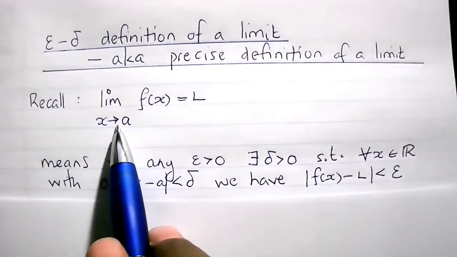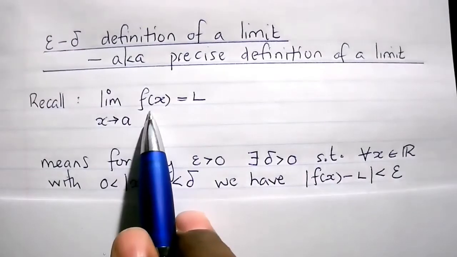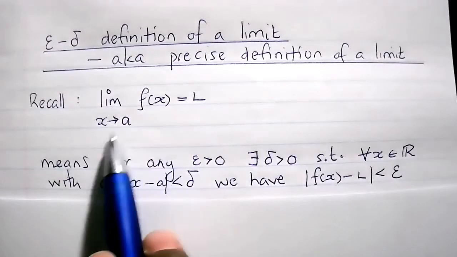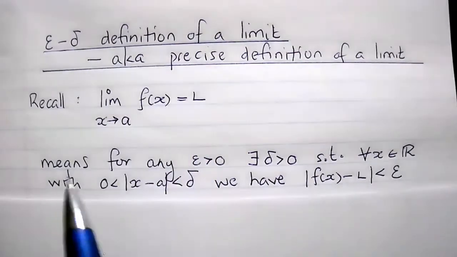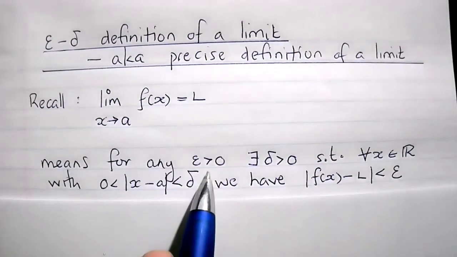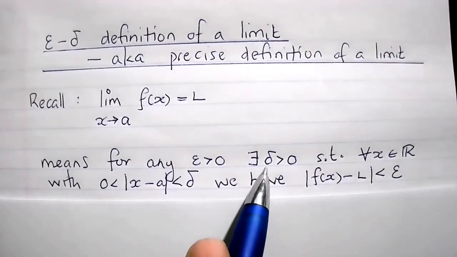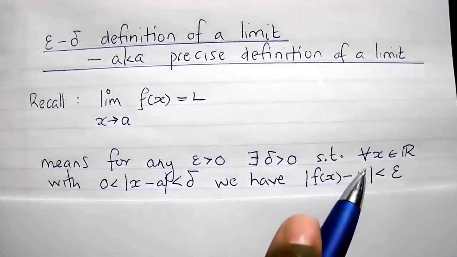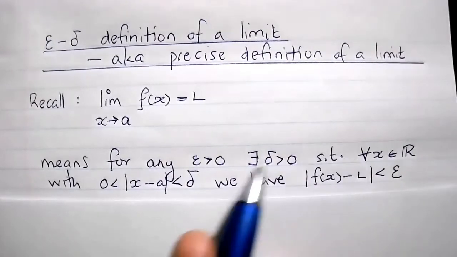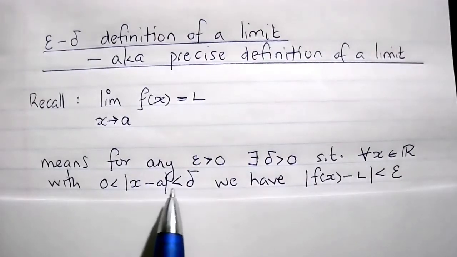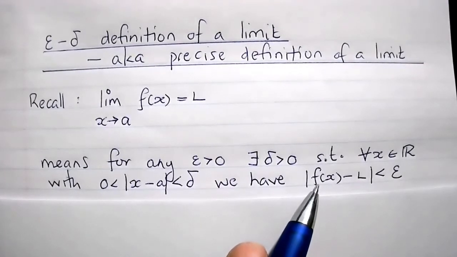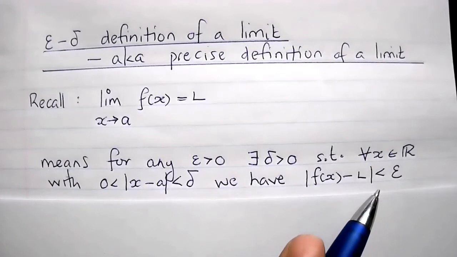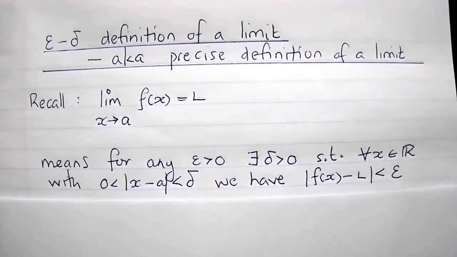So we have the statement: the limit of the function f as x approaches a equals L. Now, what does it mean? It means that for any epsilon, we have a delta such that for all x in the domain, with the absolute value of x minus a less than delta, we have the absolute value of f(x) minus L less than epsilon. So this is more of an if-then type of statement.